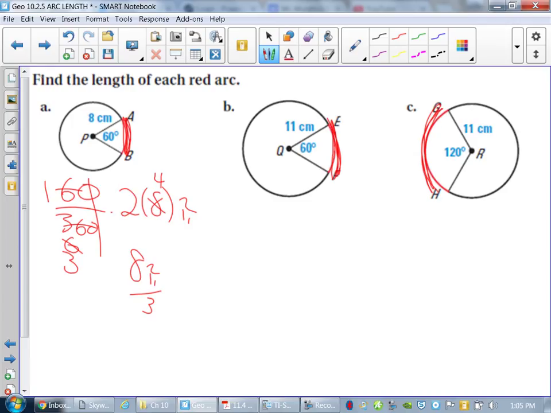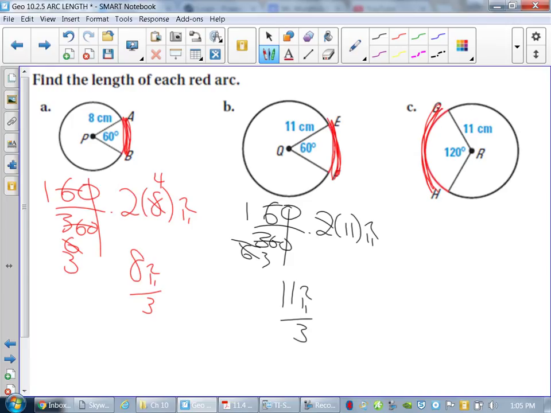Okay. It's really nice when you have fractions that can work out real clean, especially with 60s and stuff like that. 1/6. Hey, look at that, another 60. So you have 60 over 360 times 2 times 11 times pi, 1/6, comes a 3, you get 11 pi over 3.